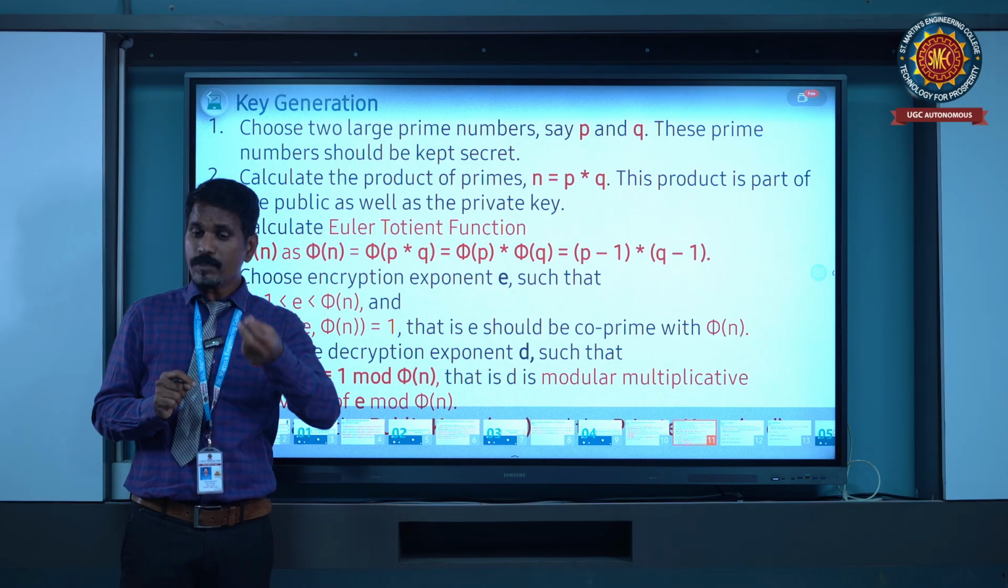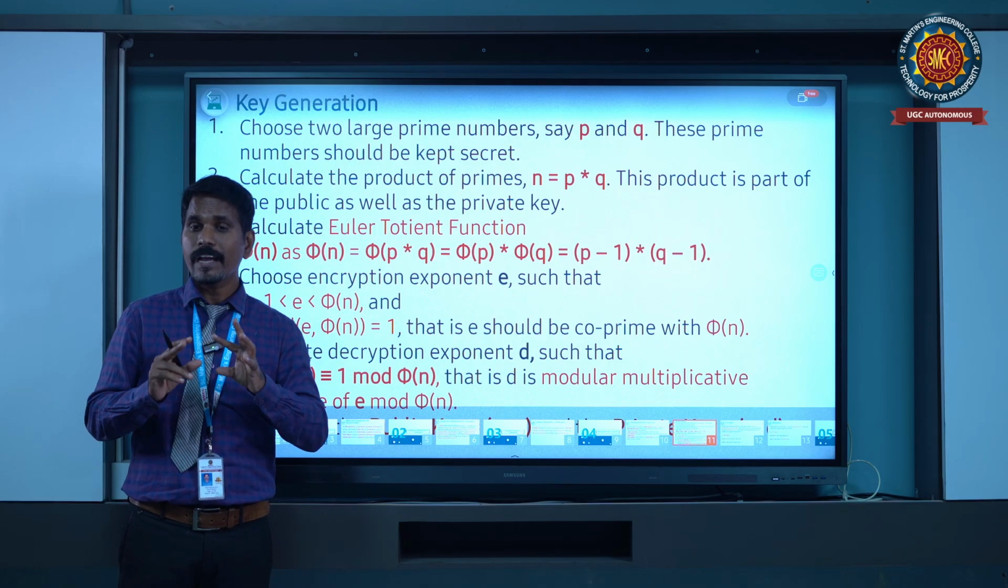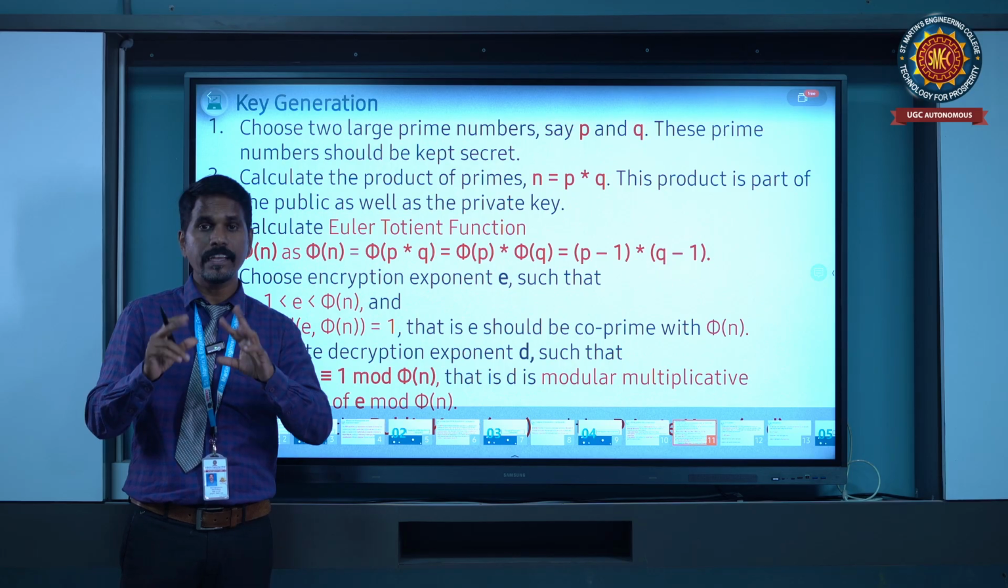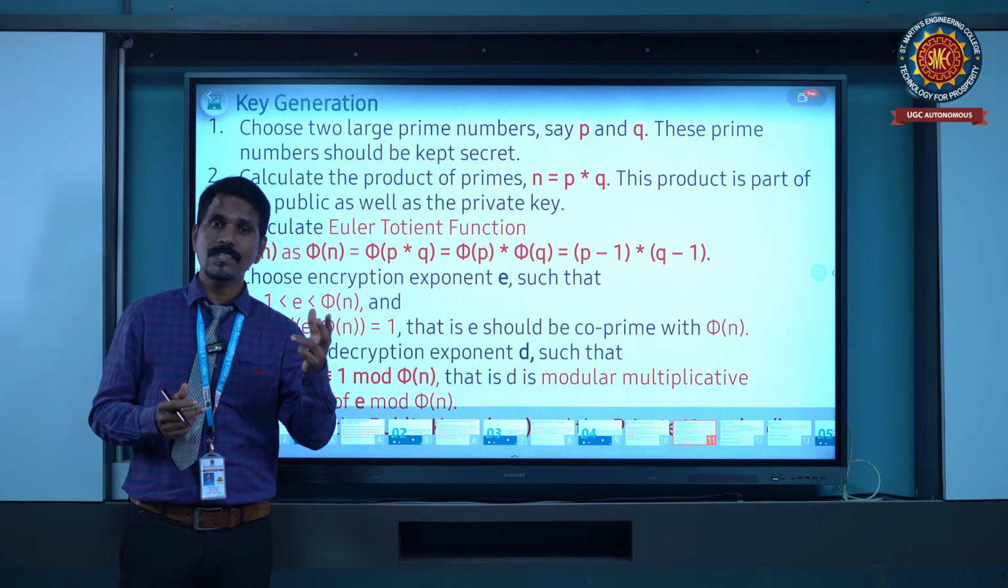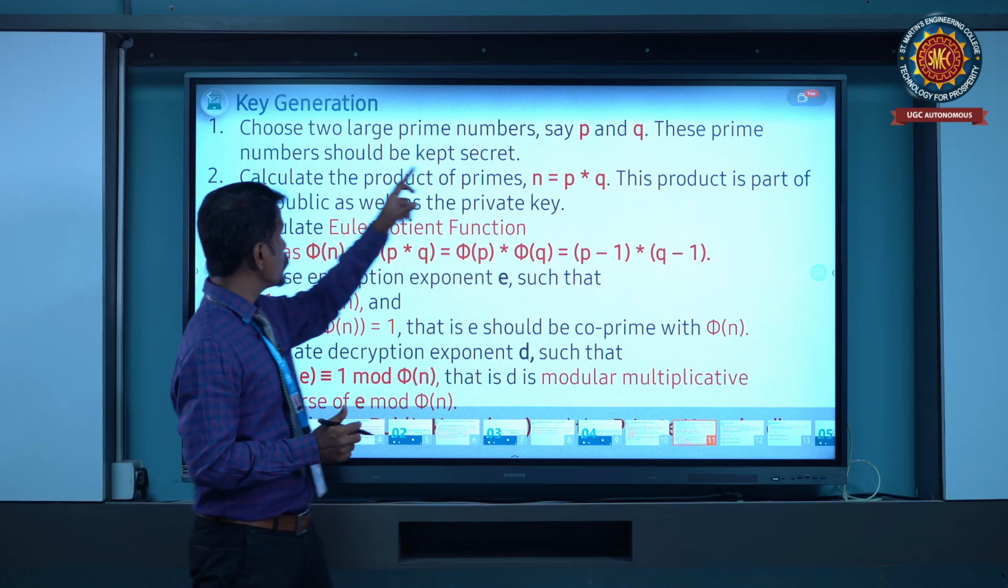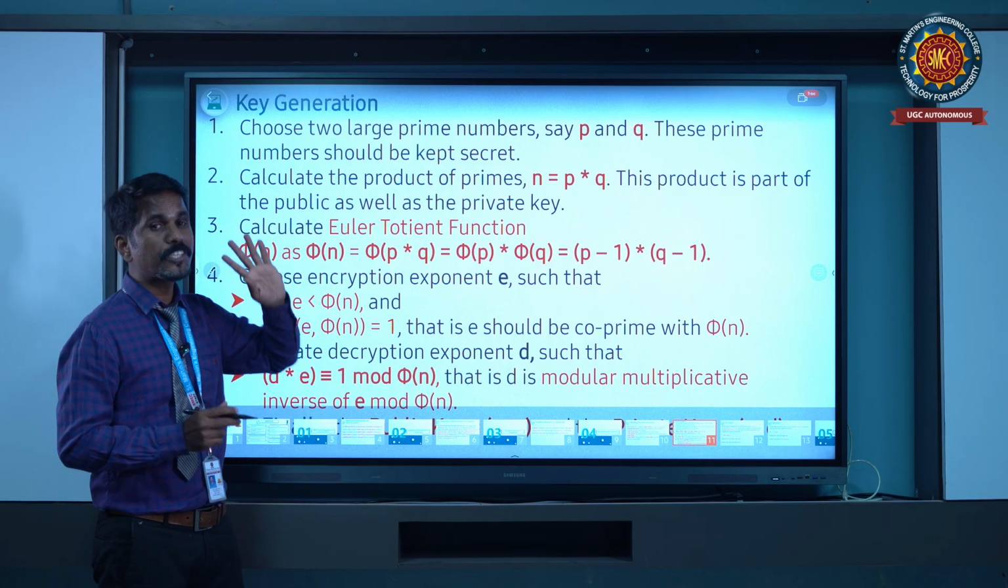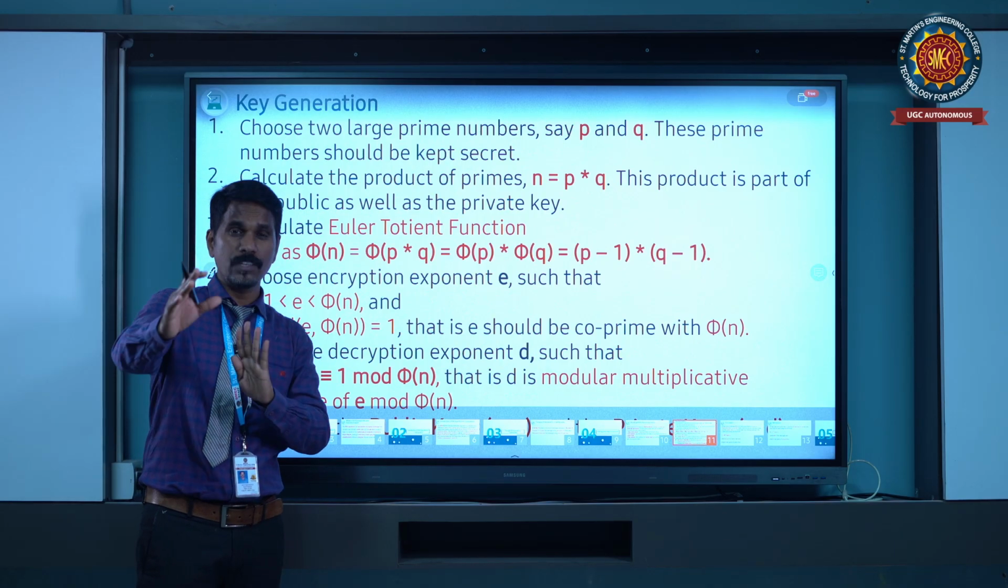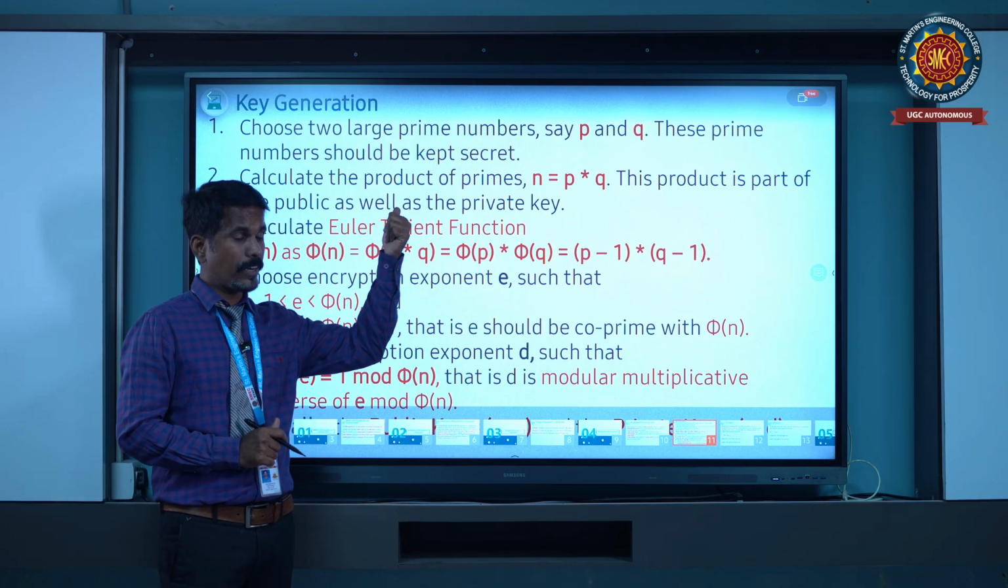When we use small numbers, intruders or unauthorized persons can easily access your information. So that is an important point. These prime numbers should be kept secret. Don't share them with others. That's why it is mentioned here as secret.